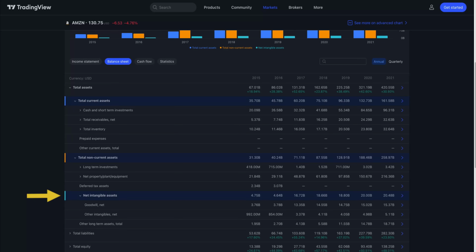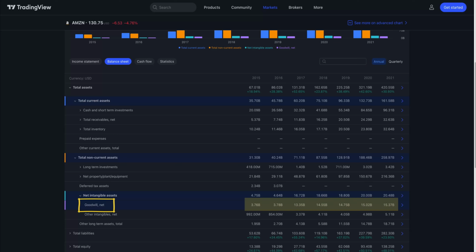I would like to expand a bit more on these assets and especially on goodwill, as it is associated with the purchase of one company by another. That means that a company can grow its goodwill value by purchasing other companies. For Amazon, as you can see, the figure has grown exponentially over the past 6 years, and from $3.76 billion is now $15.02 billion as of the end of 2021.